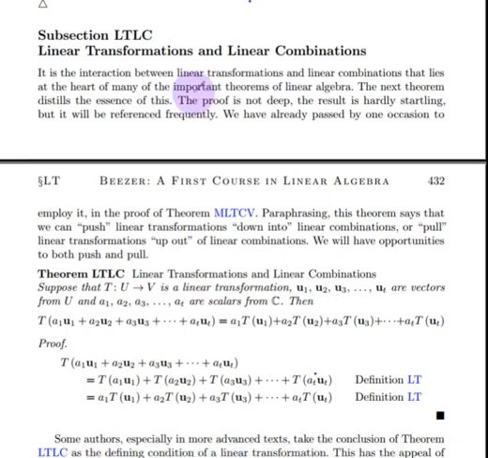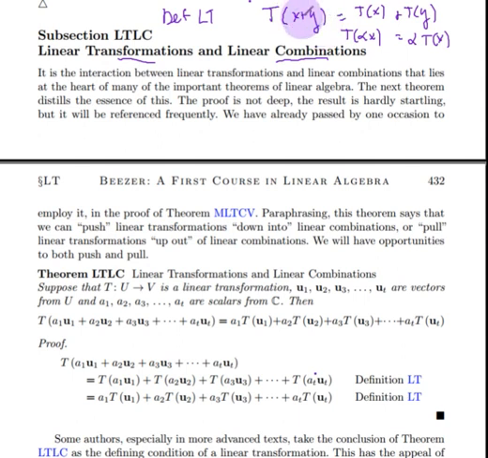Okay, this next section is called linear transformations and linear combinations. Now recall the definition of linear transformation. A linear transformation satisfies this: T of x plus y is equal to T of x plus T of y. That's one thing. And T of alpha x is equal to alpha T of x.